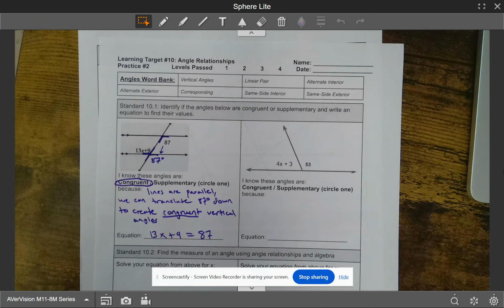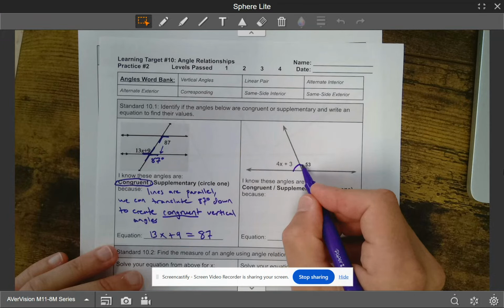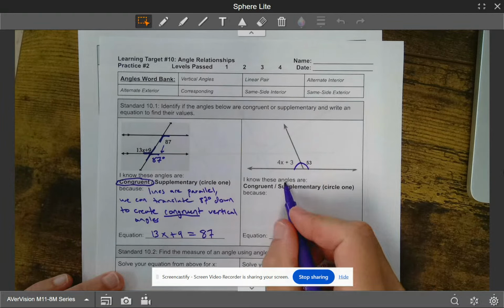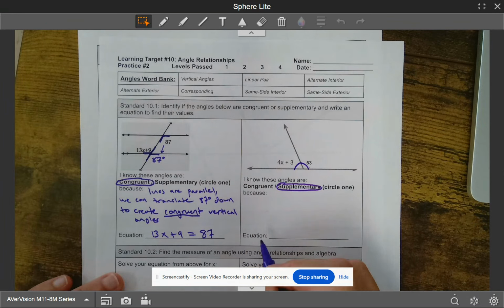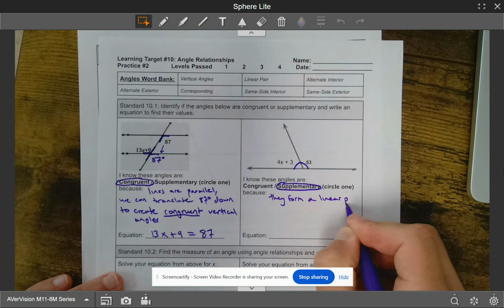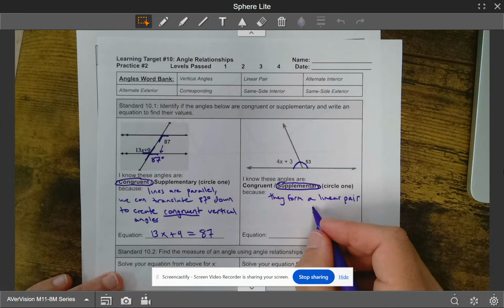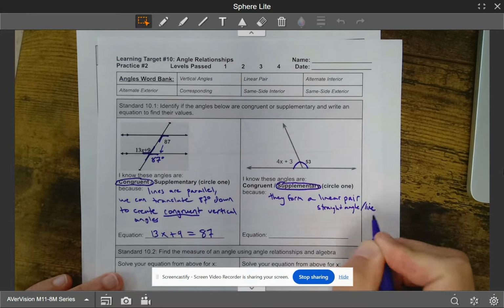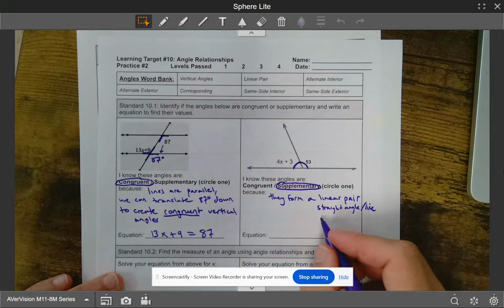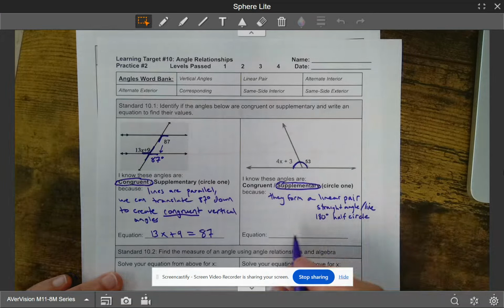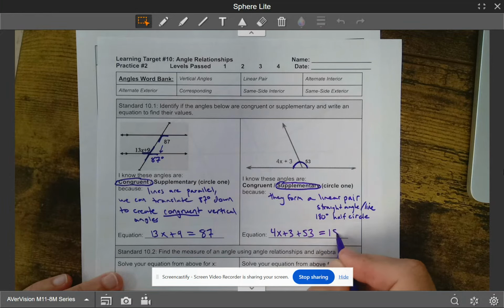All right, let's look at the other one. Now, here's an angle, 4x plus 3. Here's another one, 53. What do they form? Half a circle. Means they add up to 180 degrees. So you could say, how do you know? They form a linear pair, or you could say a straight angle or line. Or you can see they make a 180 degree half circle. Any of those explanations would be great. So what's our equation? 4x plus 3 plus 53 adds up to 180.